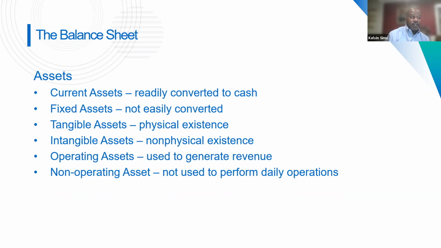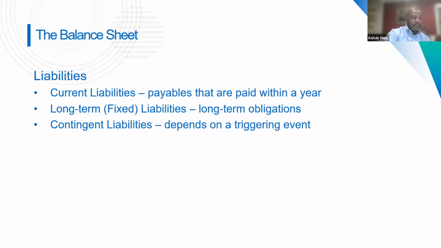The reason for the revenue or the asset, I'm sorry. Operating assets, these are things you use to generate revenue, so they help the business grow. And then the non-operating, those are things that are not used in the daily operations. So you have them, but they don't generate the product or generate the services that you are providing to your customers.